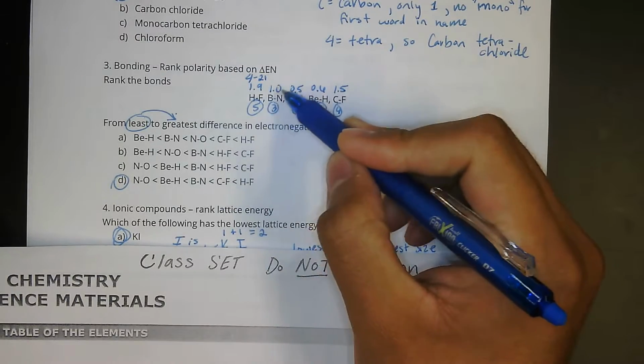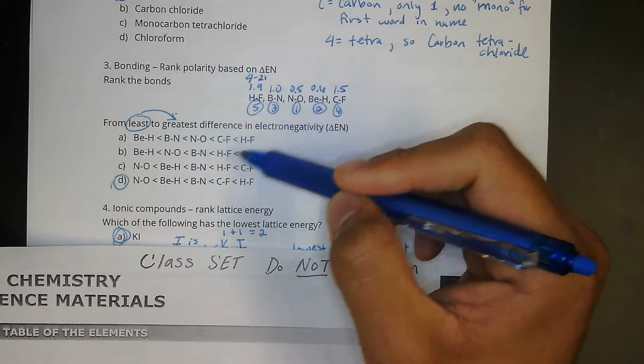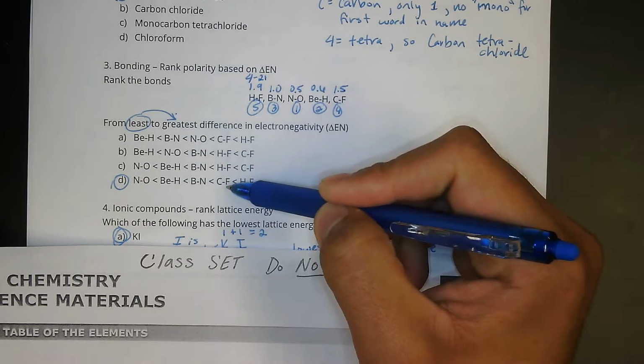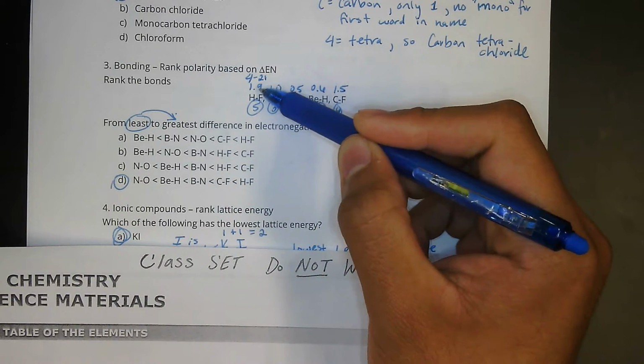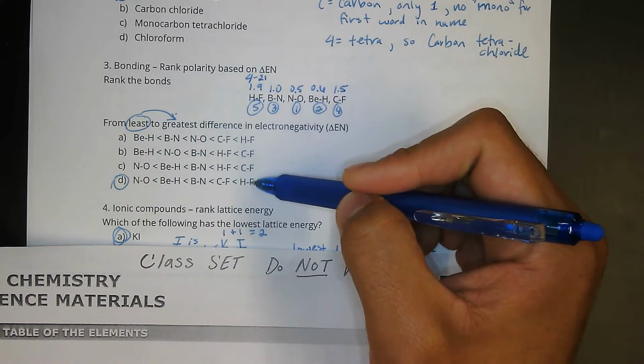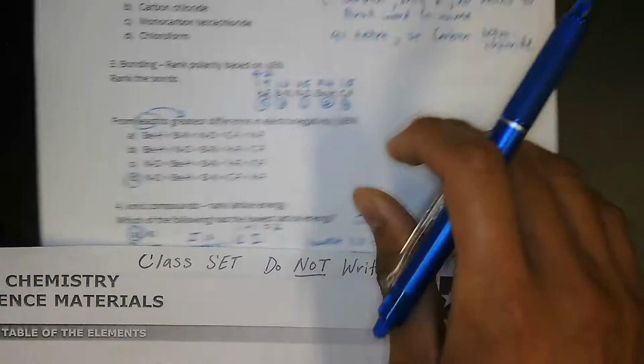boron and nitrogen. After that, you have 1.5, which is carbon and fluorine, and then the last one with the greatest electronegativity difference is the hydrogen fluorine bond. So my answer is D for that one.